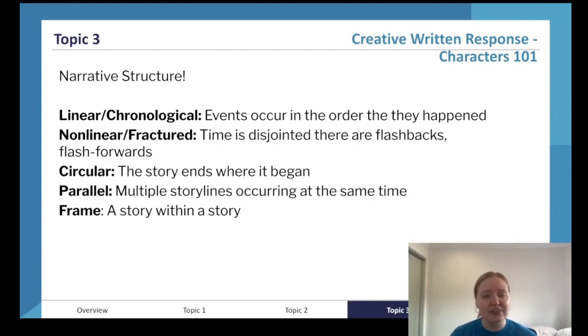Then we have non-linear or fractured stories, in the sense where time is disjointed within them. There are flash forwards, there are flashbacks. Events aren't occurring in the order that they happened. And then we have circular stories, so the story ends where it begins.